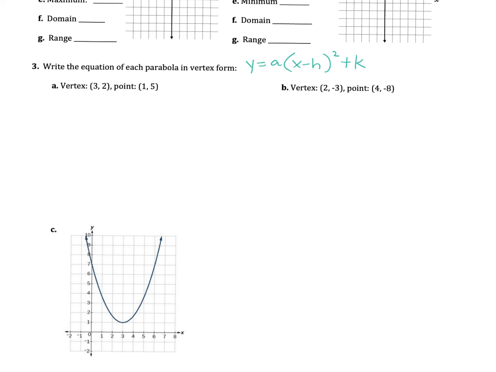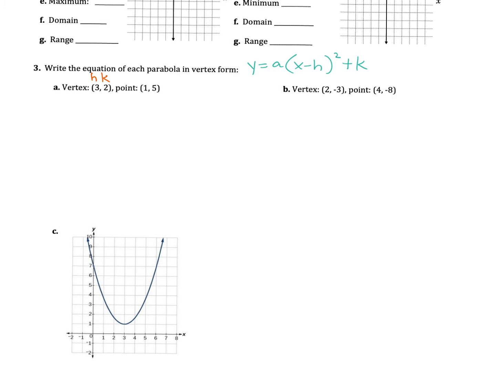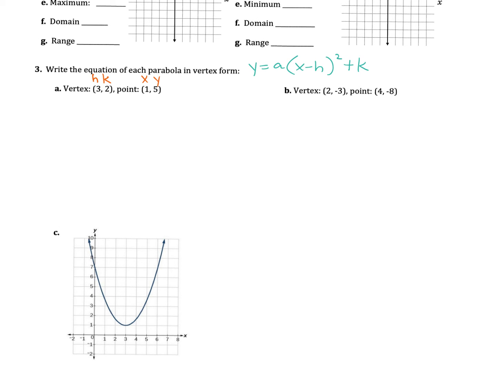So here's what we're doing. You are given a vertex, and I highly, highly recommend that you label that h and k so that you don't mix them up, because when you mix them up, the whole answer is wrong. Your other point is your x and your y. Okay, so we have this equation. We want numbers plugged in to 3 places, here, here, and here, okay? You're going to have a y in your final answer, you're going to have an x in your final answer, but every other letter should be a number by the time you're done, okay?